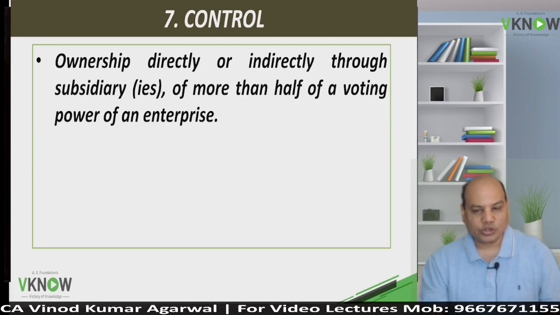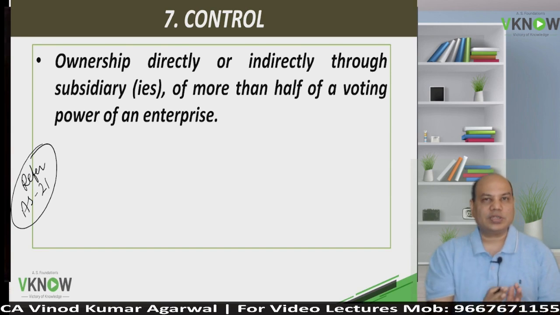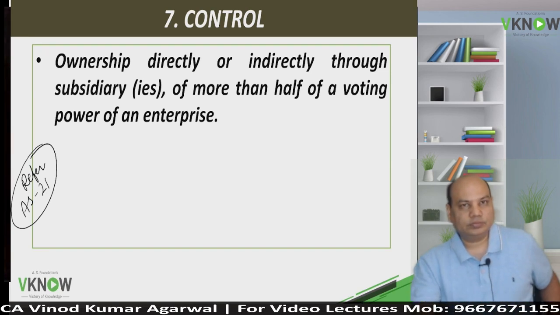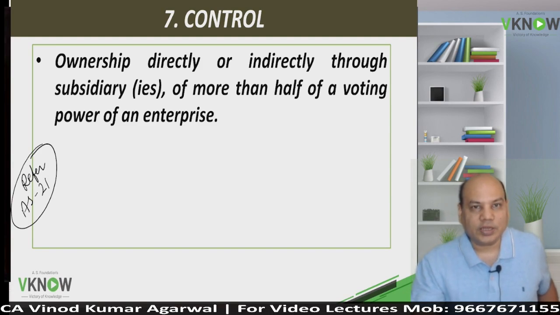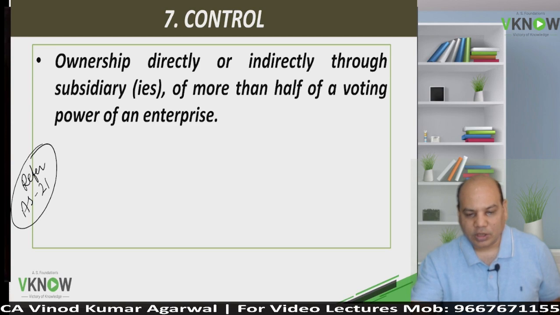Next is the definition of control. Right here, refer AS 21. In this chapter, we are not required to discuss about control. Sir, why? Because this chapter is about significant influence. Still, the standard has given one paragraph. I will read. It was already explained in AS 21.